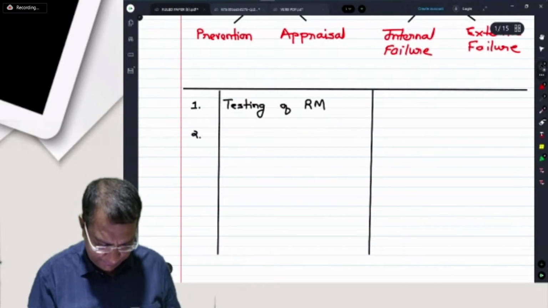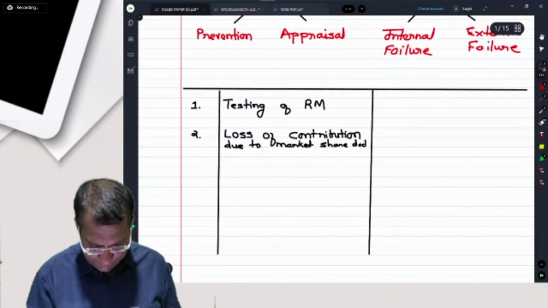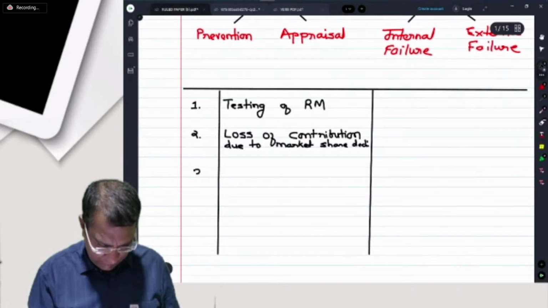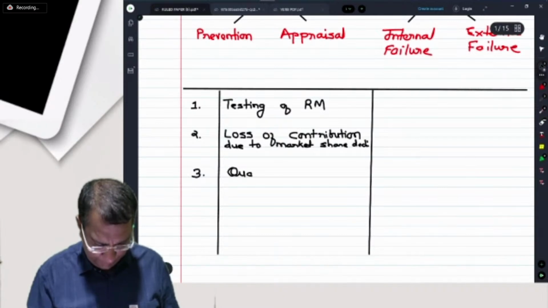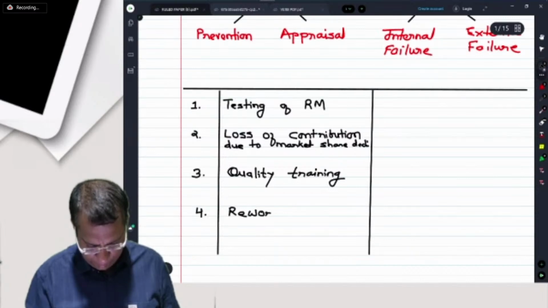Second, I am giving loss of contribution due to market share decline. Third point I want to give is quality training. Fourth point, rework cost.